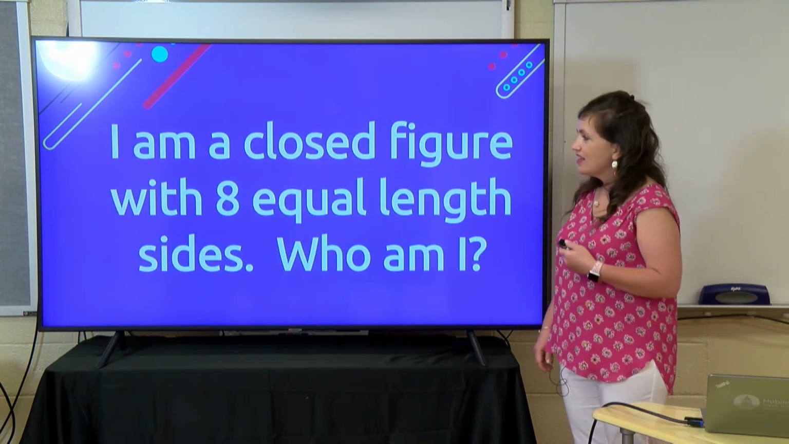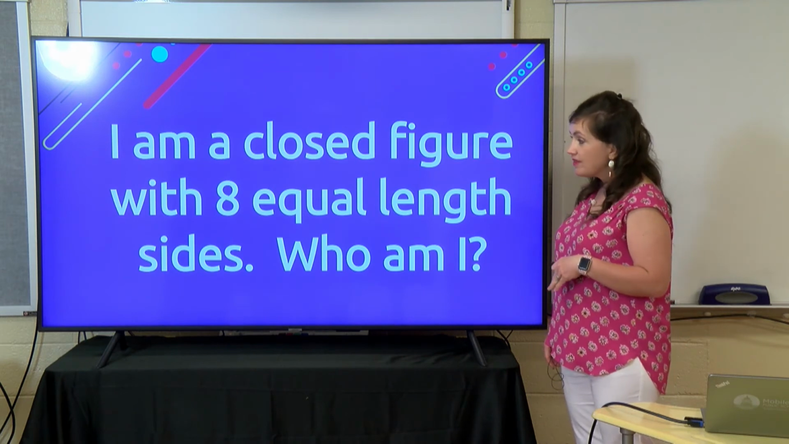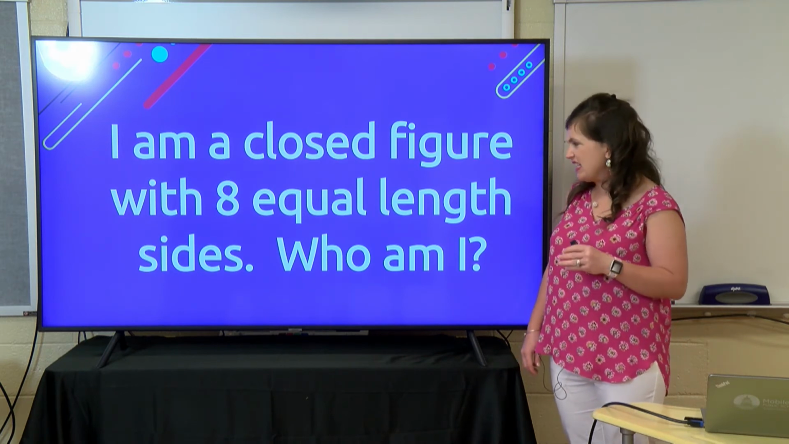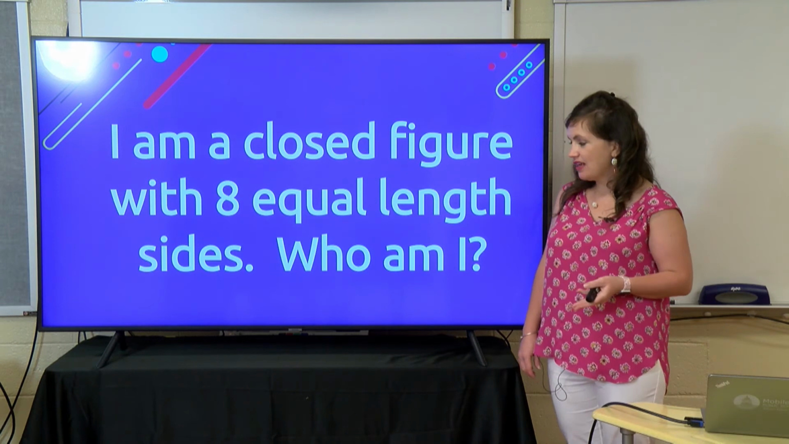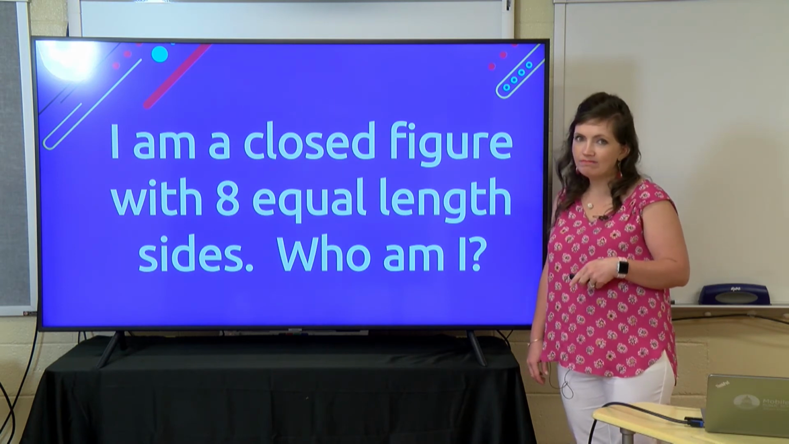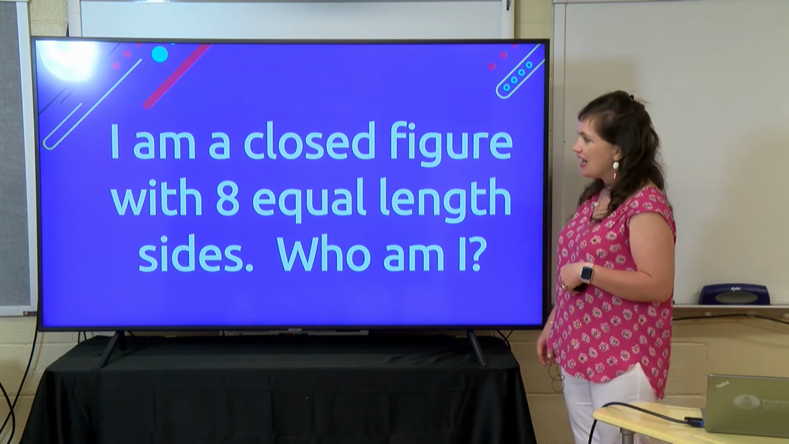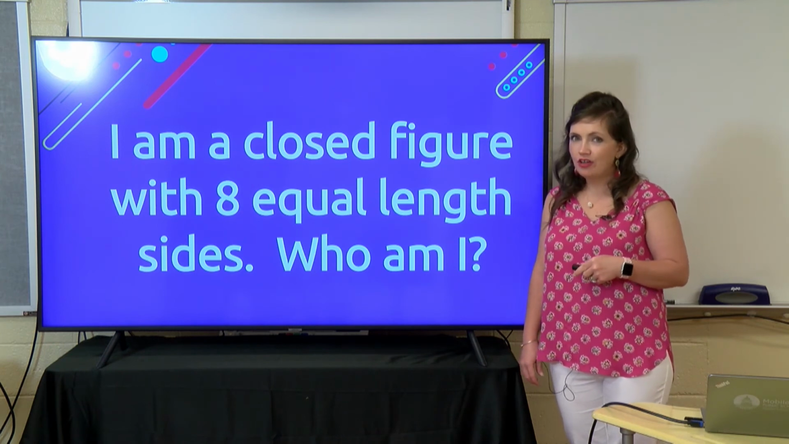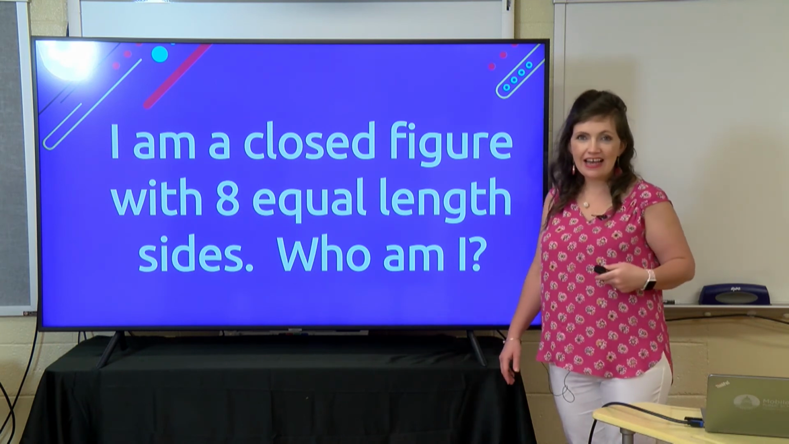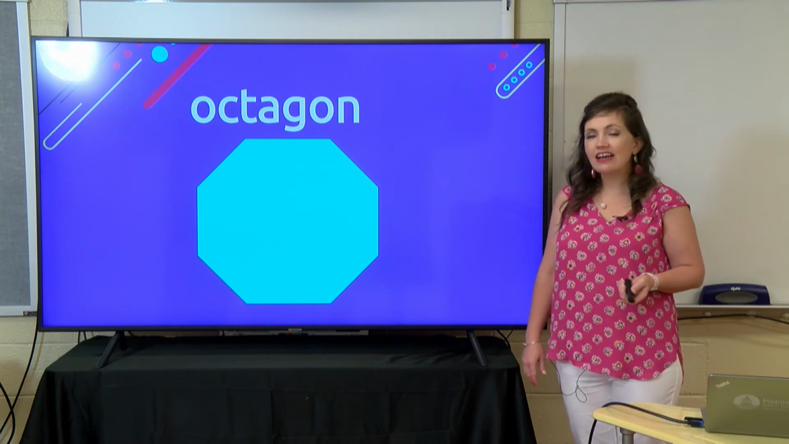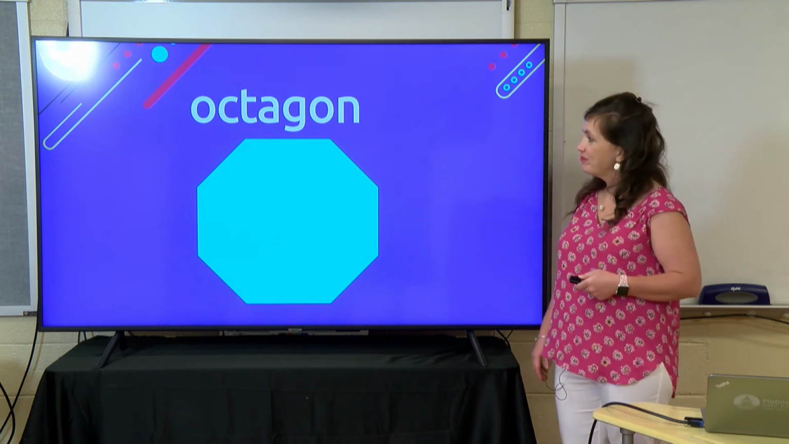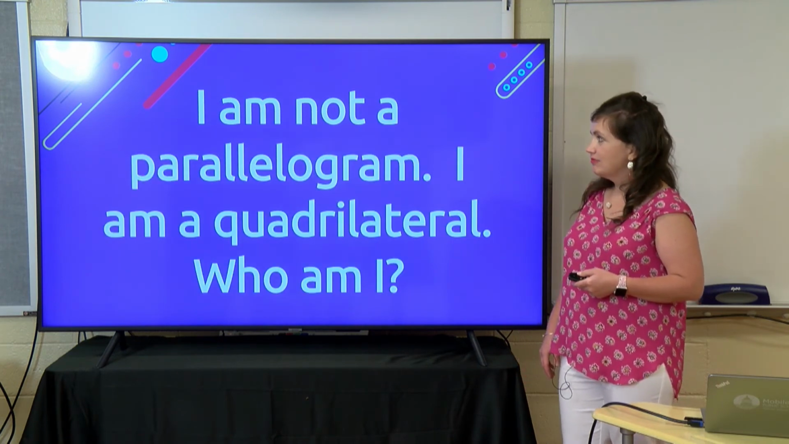All right. I am a closed figure with 8 equal length sides. Who am I? So 8 sides, I'm a closed figure. What figure has 8 sides? An octagon. Very good.